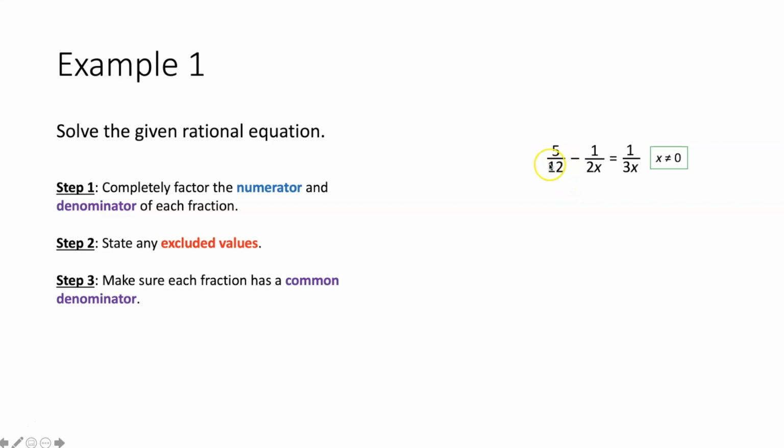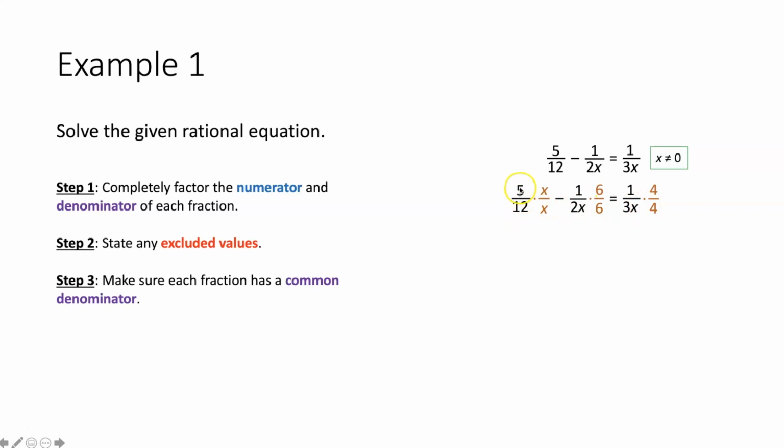So how do I get this to be 12x? Well, I just multiply by x. And whatever I do to the denominator, I have to do to the numerator. Then I subtract, and I have 1 over 2x. How do I get 2x to be 12x? Well, I have to multiply it by 6. And whatever I do to the denominator, I have to do to the numerator. And then over here, what do I have to multiply 3x by to get it to be 12x? Well, that would be 4. And whatever I do to the denominator, I have to do to the numerator.